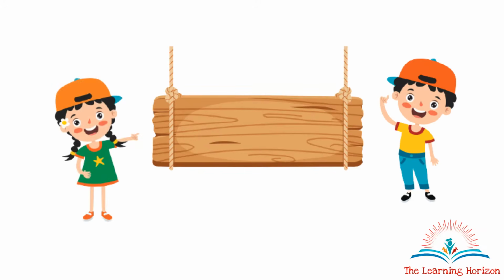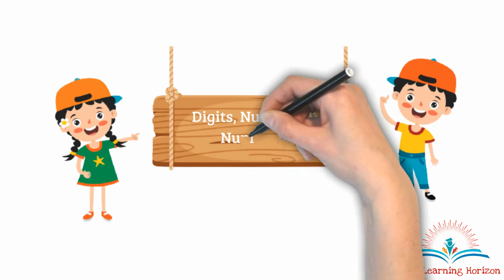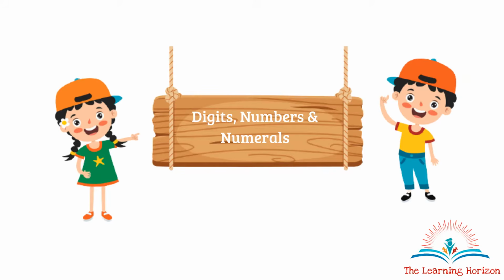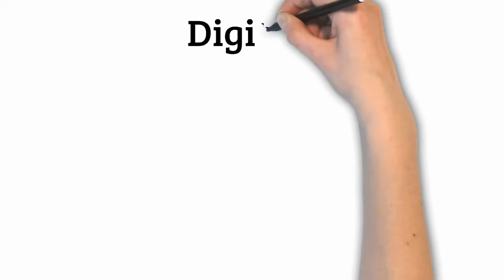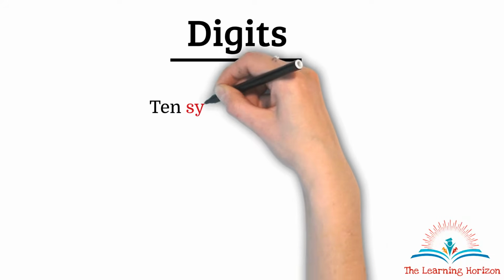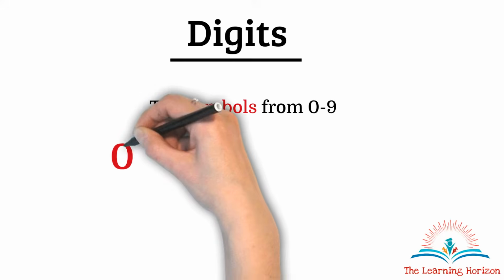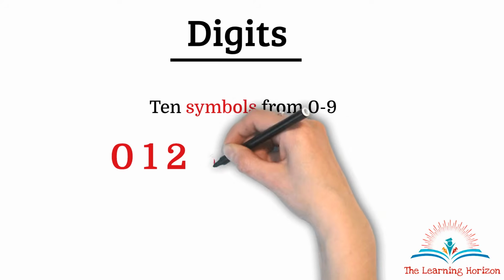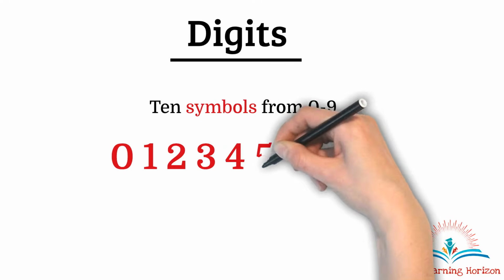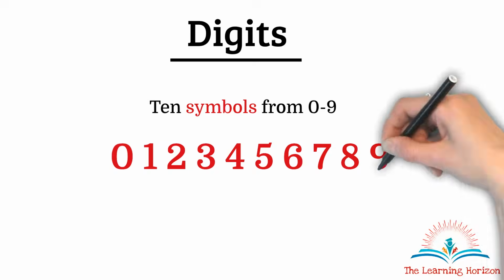In this video, we will discuss digits, numbers and numerals. So, first let us start with digits. Digits in math refers to 10 symbols from 0 to 9. That is 0, 1, 2, 3, 4, 5, 6, 7, 8 and 9.